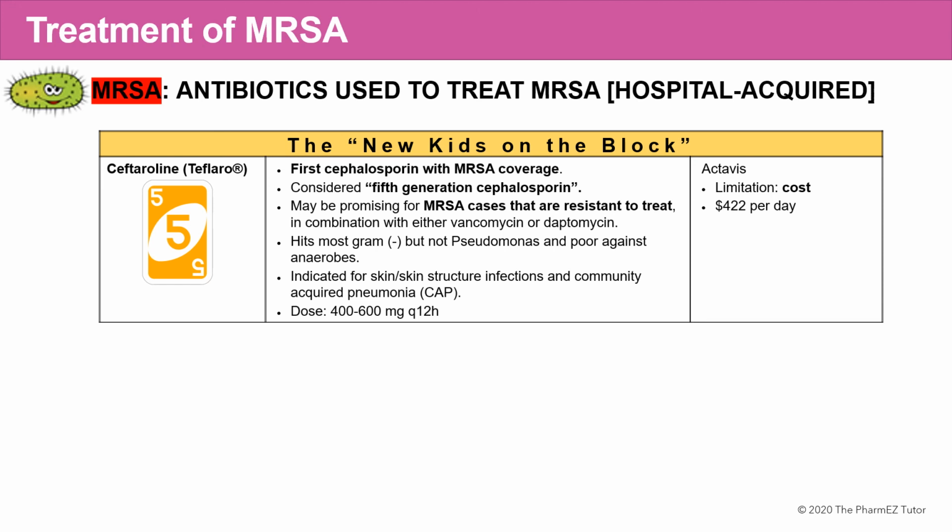It also has some expanded spectrum against gram-negatives, but is not a good Pseudomonas drug or even a good anaerobic drug. The dose we use is 400 to 600 milligrams every 12 hours. Now, the reason why it's not a fairly commonly used MRSA antibiotic is that it is costly. It's over $400 per day. So again, we reserve it for uses where there are resistant MRSA infections going on.